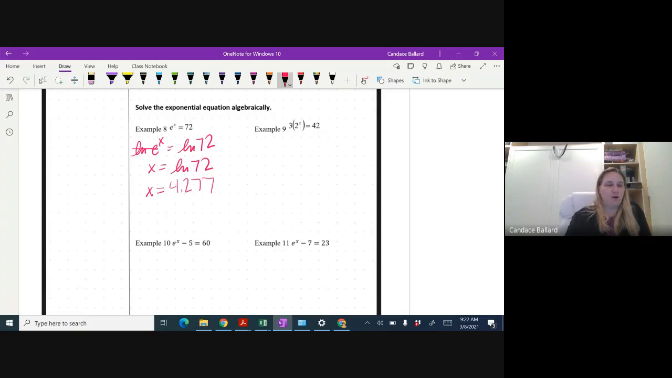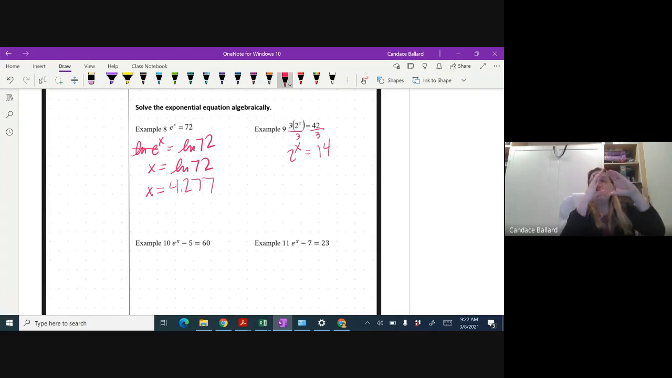Okay, so on example 9, you want to get everything off the exponential before we can take the log or the natural log of both sides. So I'm going to divide both sides by 3. So we get 2 to the x equals, is it 14? Double check my arithmetic. 3 goes into 4 once, 3 goes into 12 4 times. I think we're good. Now, what I have to solve for is up in the exponent.